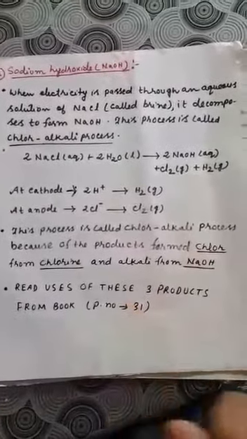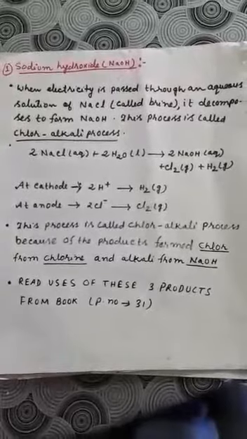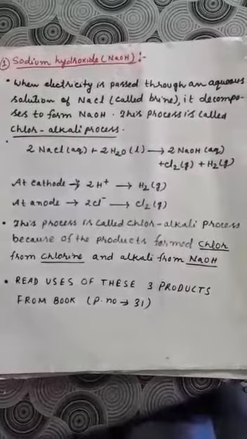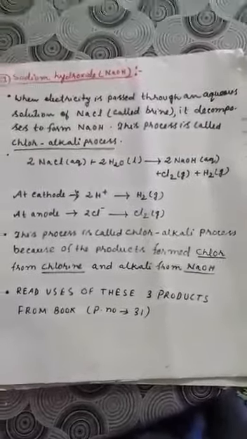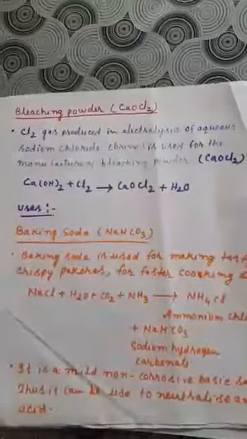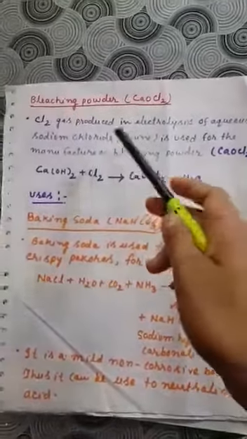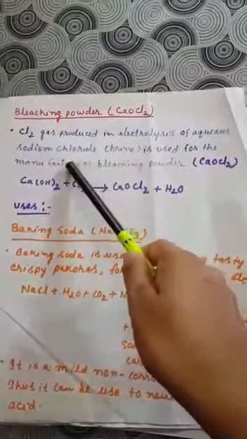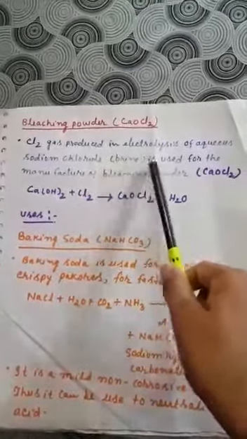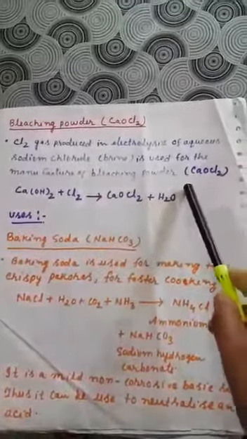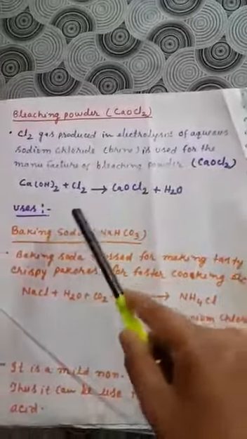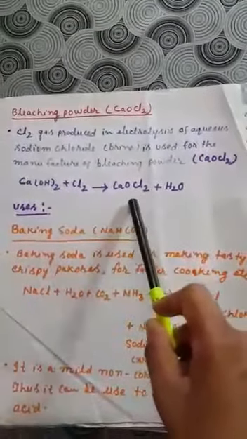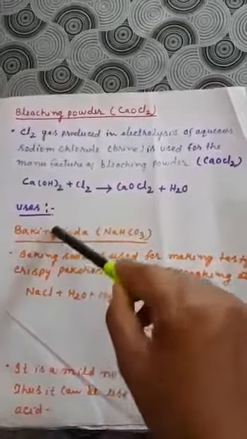And for its uses, please read from the book, page number 31. Uses of sodium hydroxide, chlorine gas, and hydrogen gas. Uses of the products. What are the products? Sodium hydroxide, chlorine, and hydrogen gas. The chlorine gas that is obtained from the decomposition of brine, that is, aqueous solution of sodium chloride, is used for the manufacture of bleaching powder, and the chemical formula of bleaching powder is this. So chlorine gas, when it passes through slaked lime or calcium hydroxide, gives us bleaching powder. Am I clear? Uses, please read from the book.